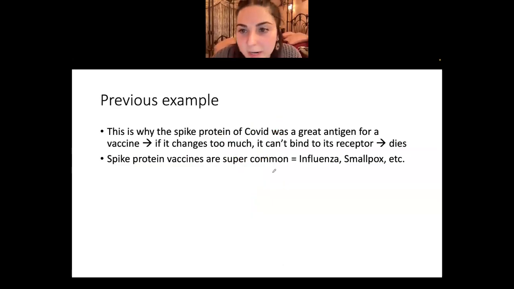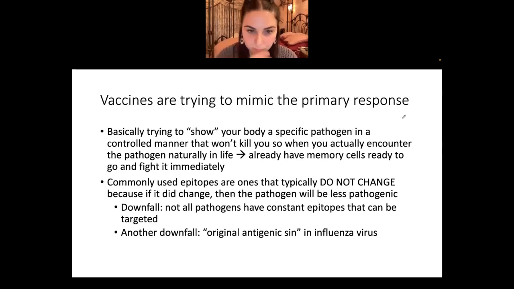Again, oh my God, I'm saying everything. I get too excited about vaccines. But the spike protein was a great antigen for it because, again, it can't bind, it dies. And a lot of the time with certain vaccines, spike protein vaccines are very, very common. With the flu virus, we use spike proteins. With smallpox, when smallpox was a thing, they used the spike protein too.